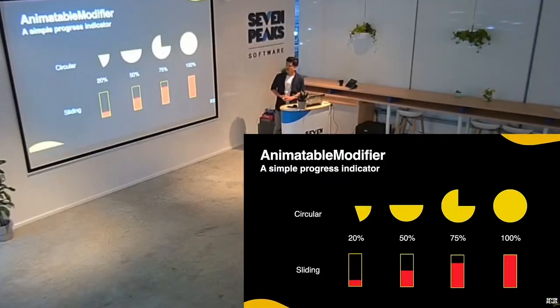Here I will define a progress indicator. Of course, it's a modifier. And I define two types of animation, one for circular and another for sliding. So here is an example of some states at the end. If we have a value of 20%, we will display part of a full circle, and similarly for sliding.